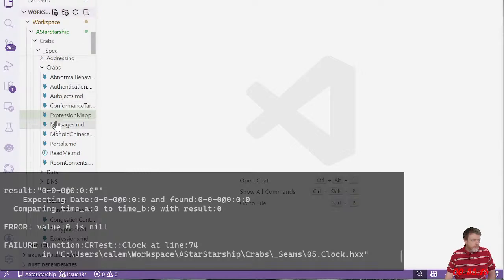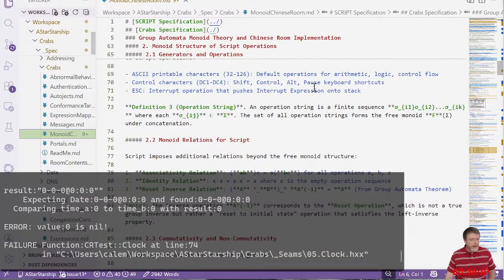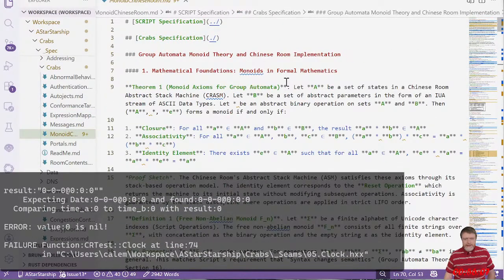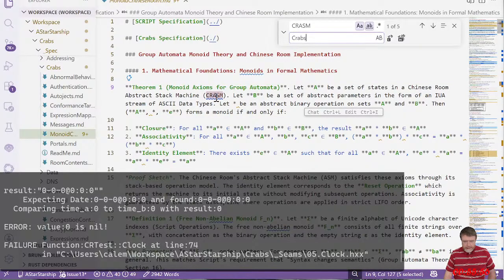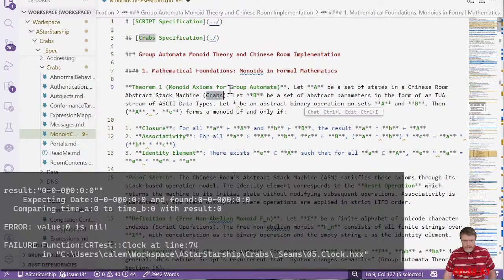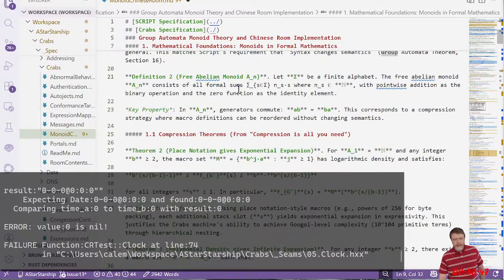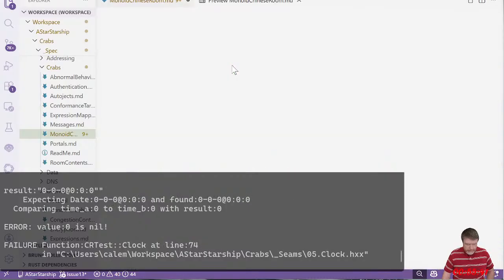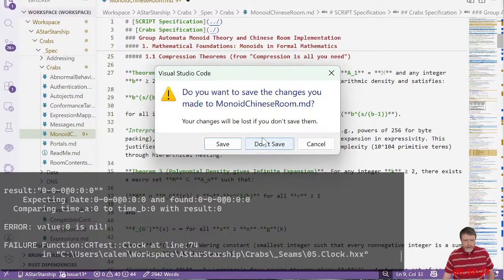All right. So, where are we at? We have that monoid Chinese room. This is going to be very interesting. Here is the LLM's version of what it thinks how the monoid should be. It did identify some errors. We're like, no, you don't have the inverse function correct. So we're going to see what's happening here. I don't want to get sidetracked. I just thought that that was pretty cool.